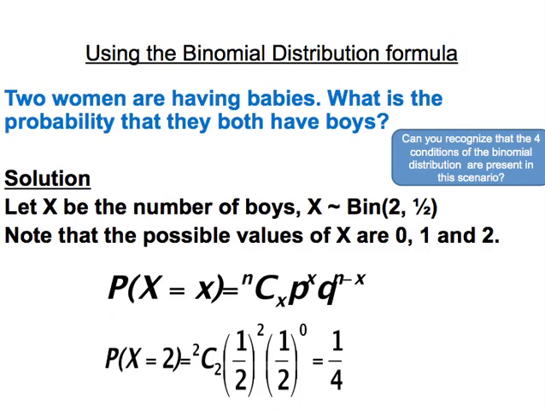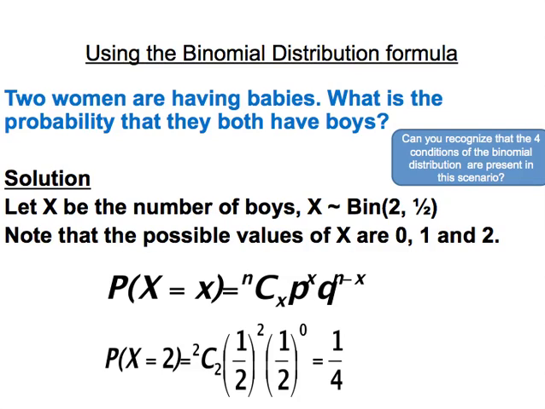Let's consider two women. They're having babies. What is the probability that both of these women will have boys? Now, it doesn't indicate that it's a binomial distribution question, but we can recognize the four conditions that are present. The first one is that there is a finite number of trials. N is equal to 2. We're looking at two women. Okay, so n is equal to 2.